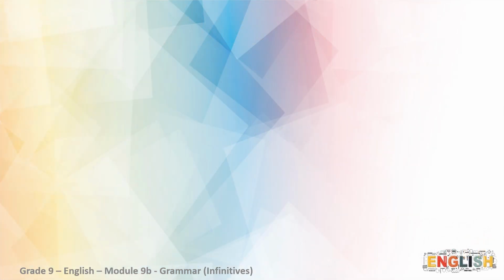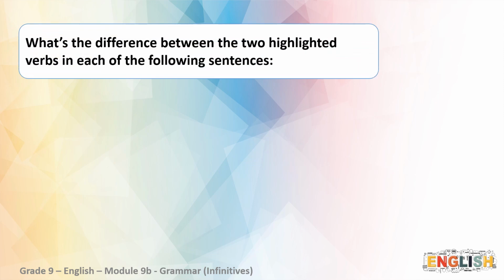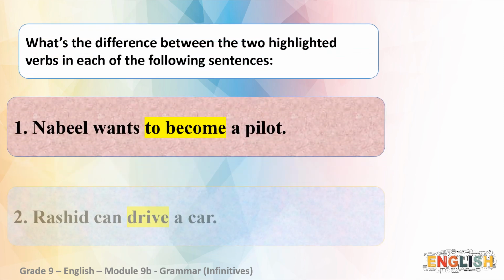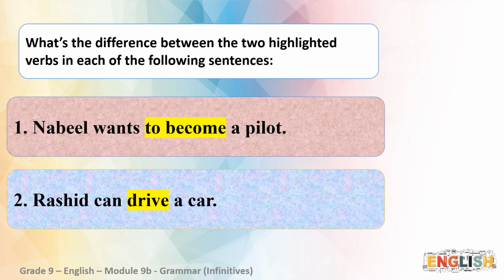Dear students, before we go to our lesson, let's start with the following two examples. Number one, Nabil wants to become a pilot. Number two, Rashid can drive a car. Now, what is the difference between the two highlighted verbs? To become and drive.